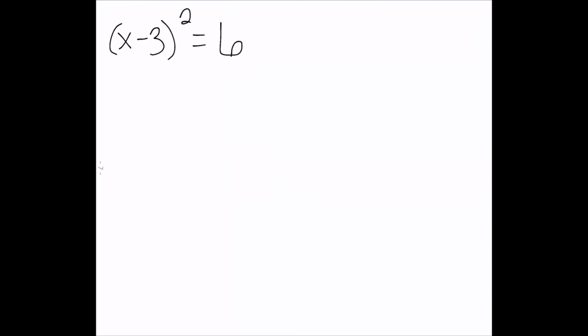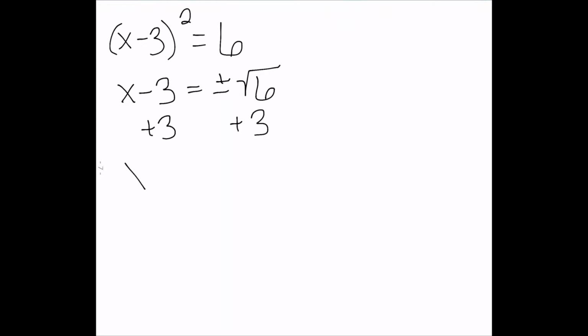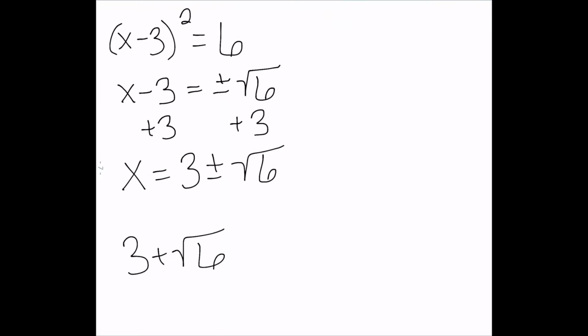Another one, (x minus 3) squared equal to 6. I can take the square root of both sides, and since 2 is even, I need to do plus or minus the square root of 6. And then I can take the additional step of adding 3 to both sides. That gives me x is 3 plus or minus the square root of 6. So this means I technically have two answers. 3 plus the square root of 6, 3 minus the square root of 6.